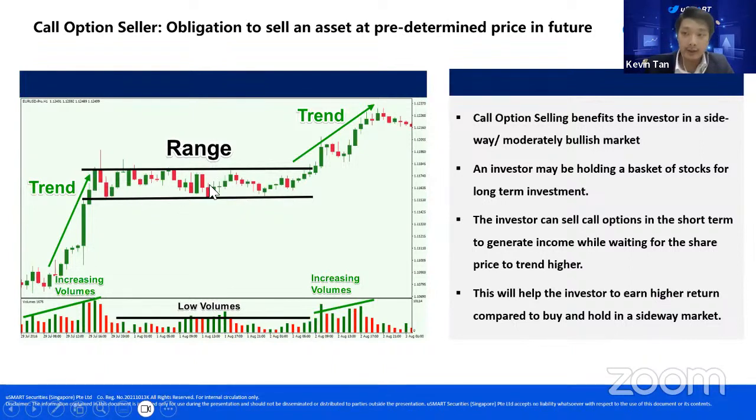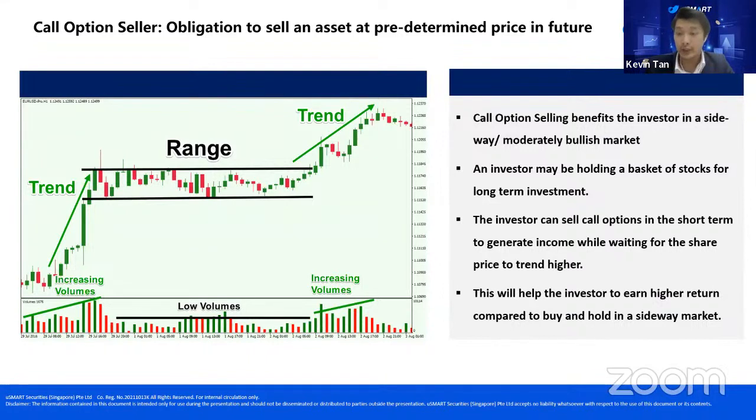But what selling call options can provide you is, during this range bound market, you can generate additional income while waiting for the share price to move higher. So if you were to incorporate selling call options into your long-term investment, when the market is sideways, you can do much better than an investor that just buys and holds. So this is extremely beneficial in a sideways trending market.